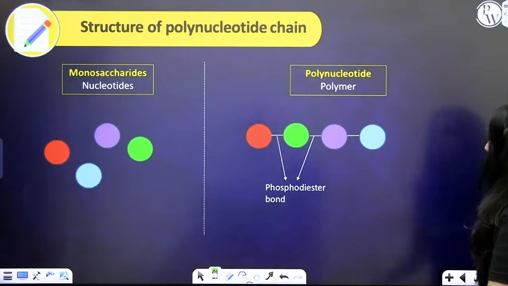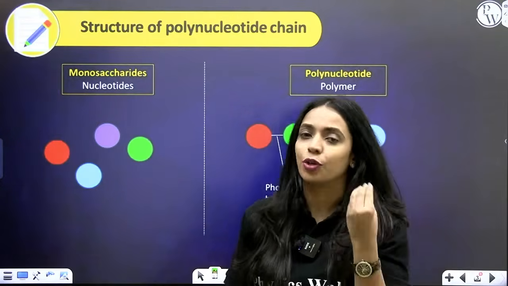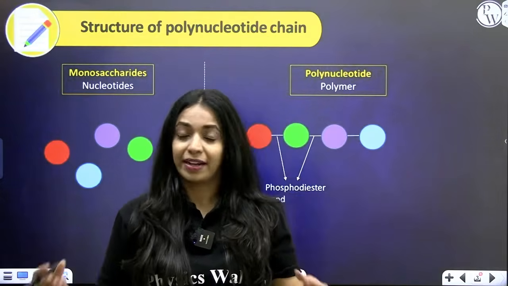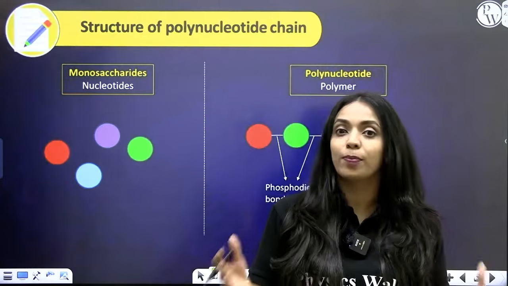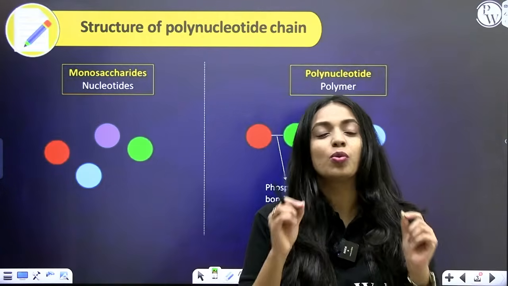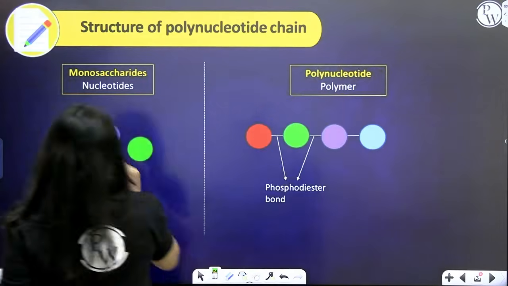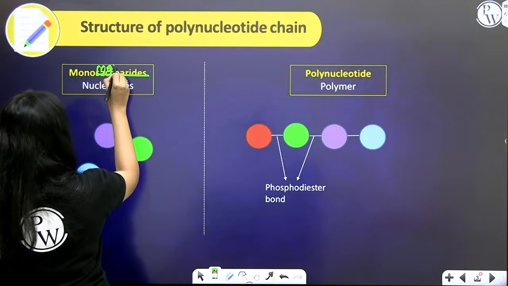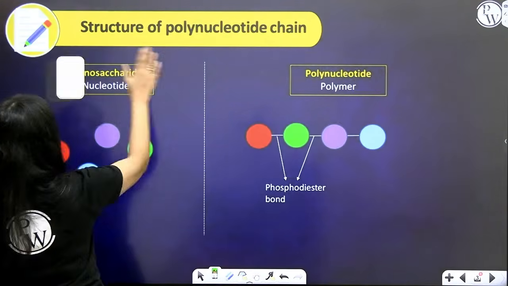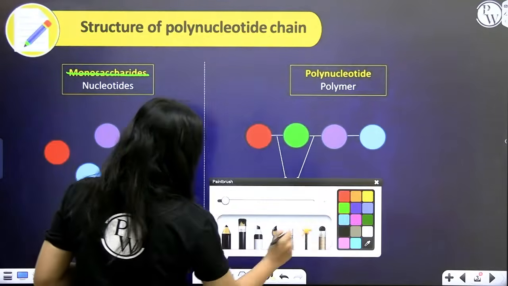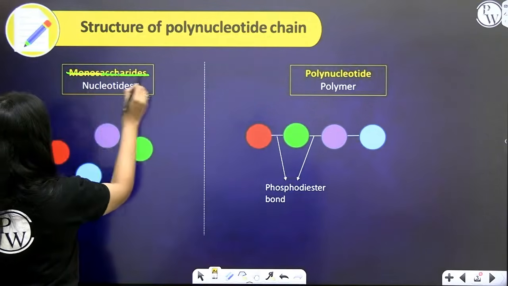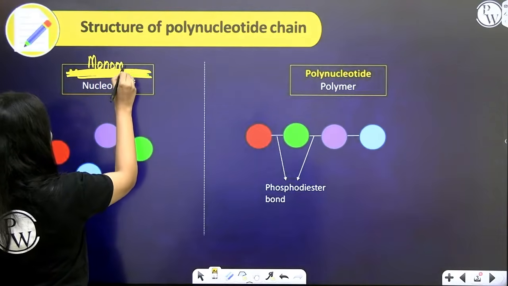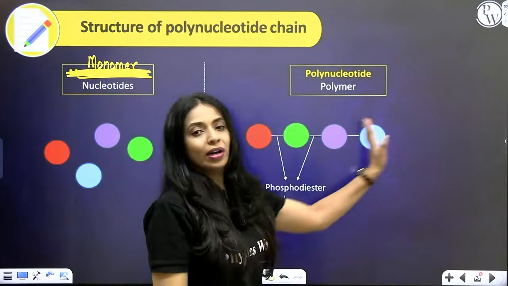Now let's move on and talk about the structure of a polynucleotide chain. I already mentioned in the previous slide that DNA is a polynucleotide. It is a polymer of nucleotides, so we call it a polynucleotide. What are the individual monomer units called? They are called nucleotides. So the monomer is called nucleotides. This is a mistake on the slide. It's not a monosaccharide, it should be a monomer. So the monomer is called a nucleotide and the polymer is called a polynucleotide.